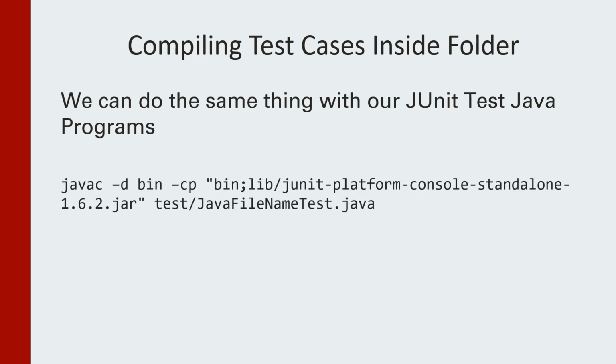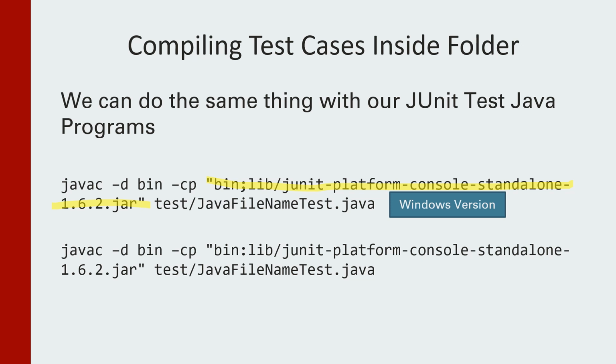Here I have javac -d bin -cp, and then this is a little bit different. Inside quotes, I have bin;lib/junit-platform-console-standalone-1.6.2.jar, because that's where I saved the jar file. Then the test file, whatever your file name is, Test.java. This is the Windows version.